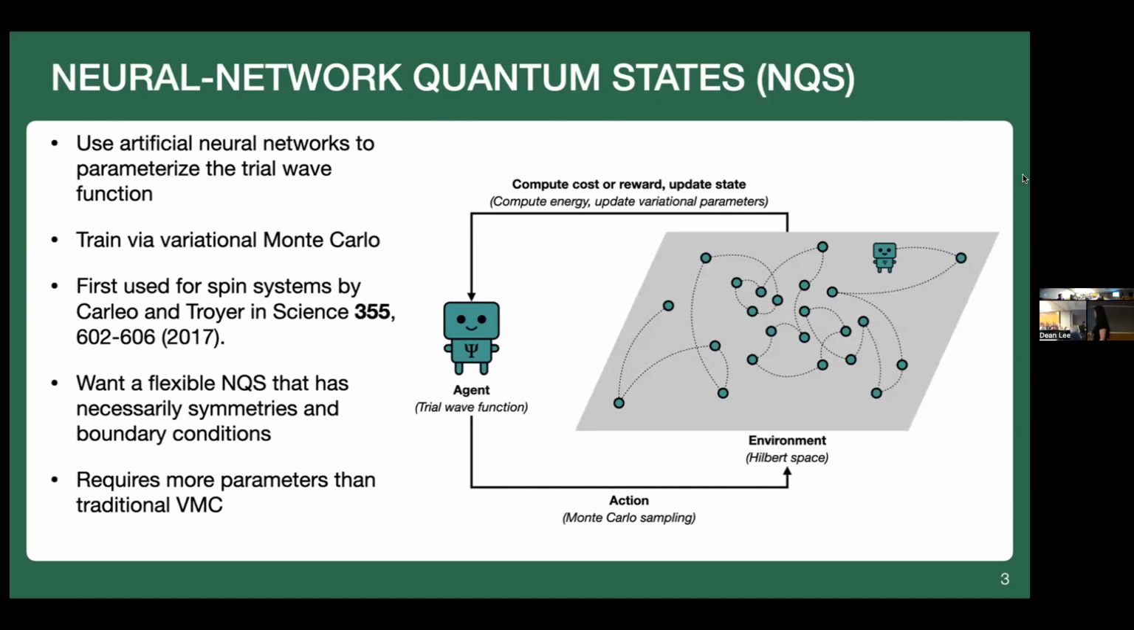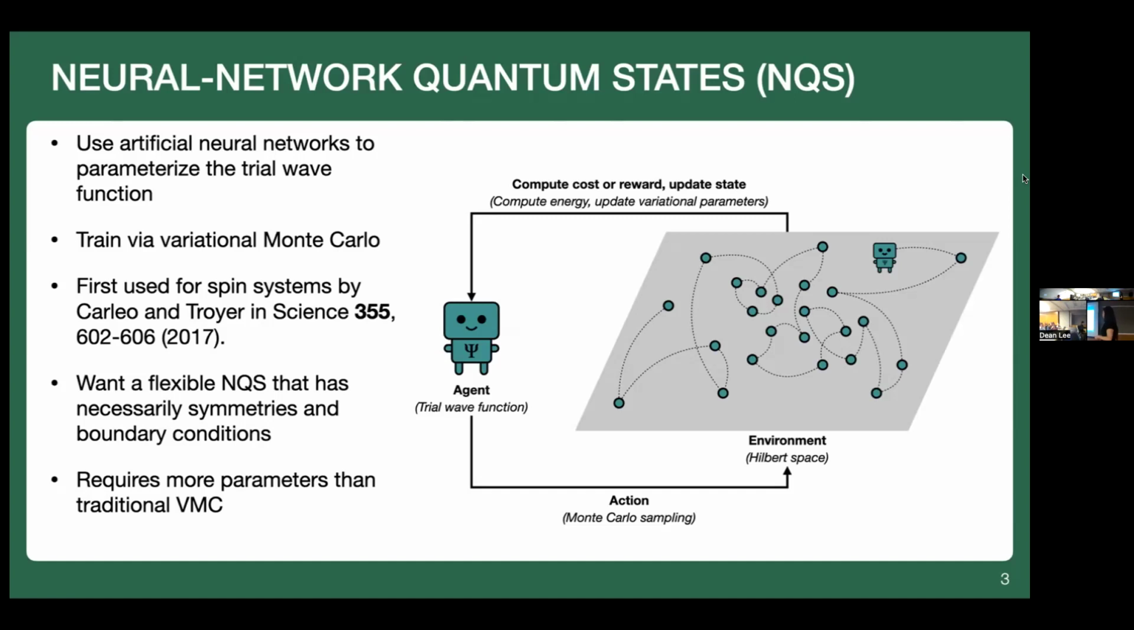So it was first applied with restricted Boltzmann machines to spin systems. And now we're on to nuclei, and there's lots of people in quantum chemistry working on huge problems. But the variational Monte Carlo part is basically exactly the same. So the goal is to create a very flexible neural quantum state.